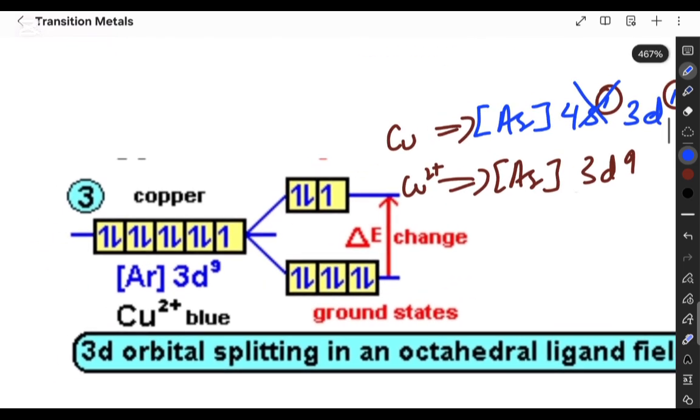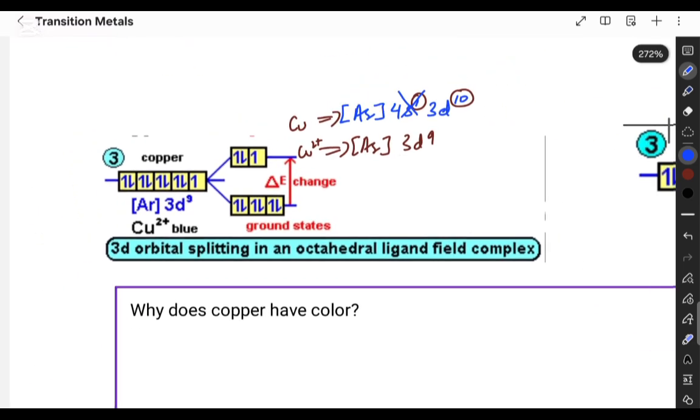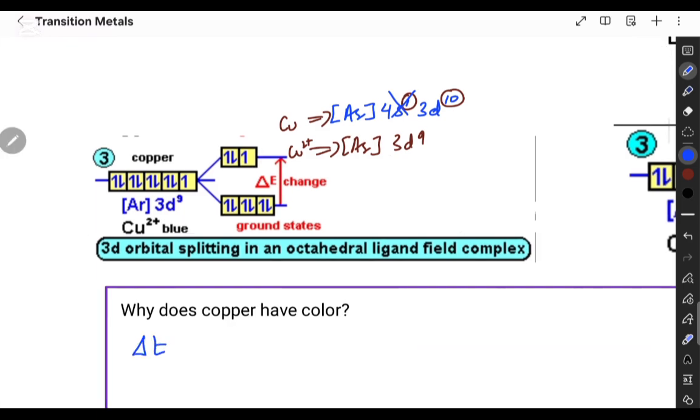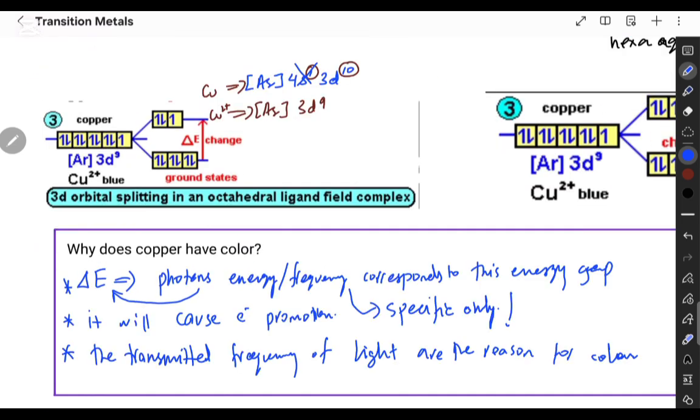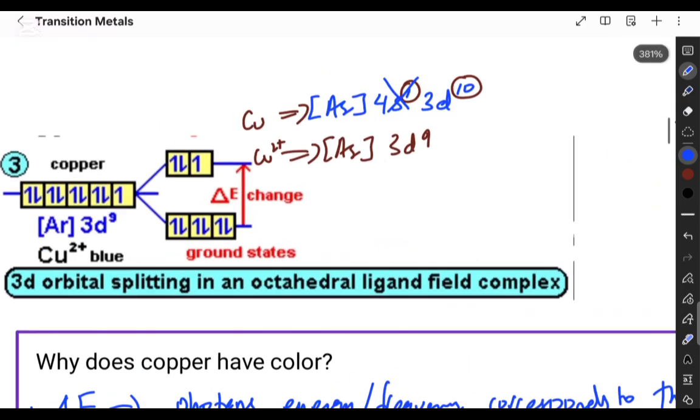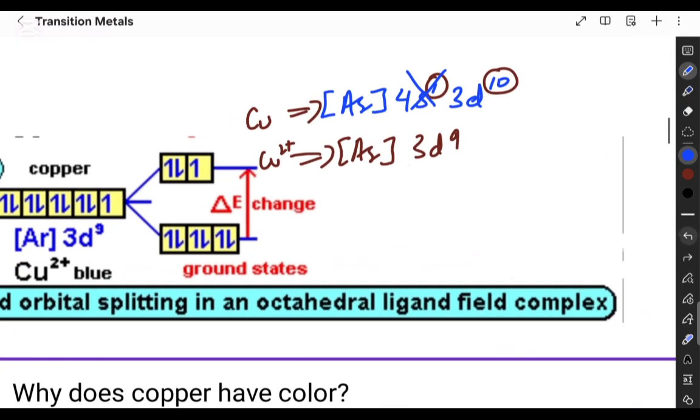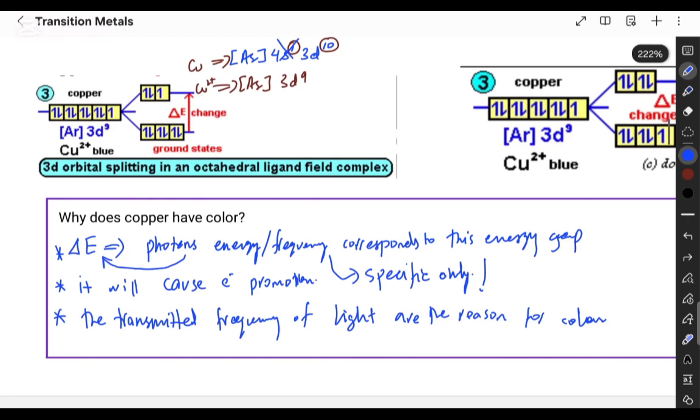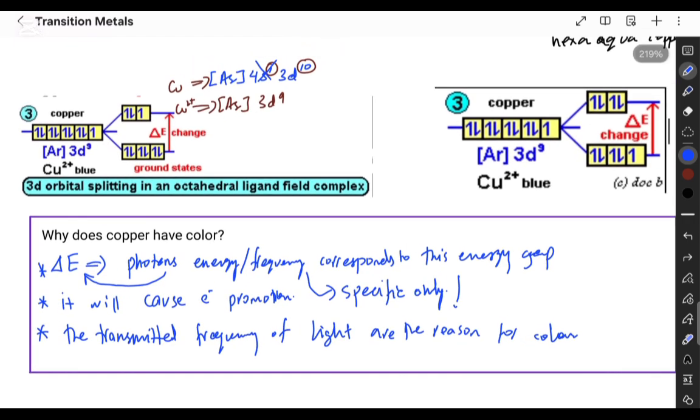Now, when the d splitting happens, there is an energy gap, and the energy gap should correspond to the specific frequency of the photon, so they both should match basically, and this will cause the electron to be promoted. And notice there is space, so the electron can easily move up as well. And then the transmitted frequency of light is the reason for color.